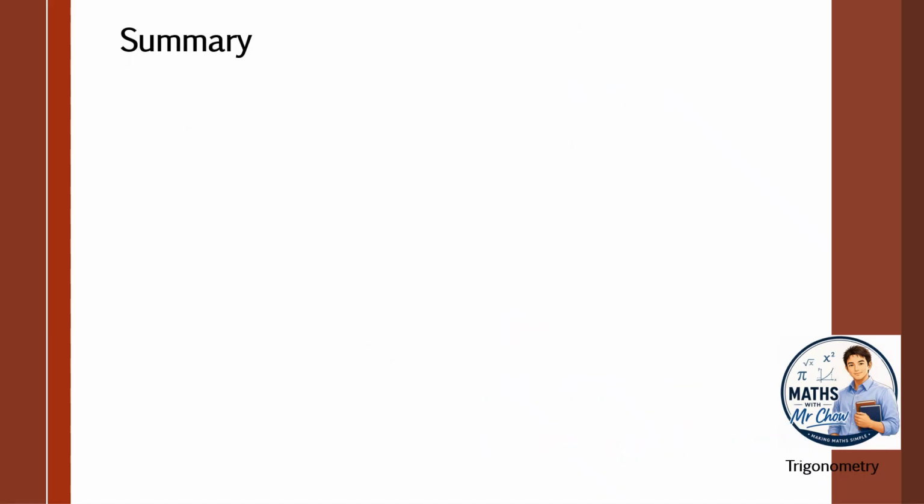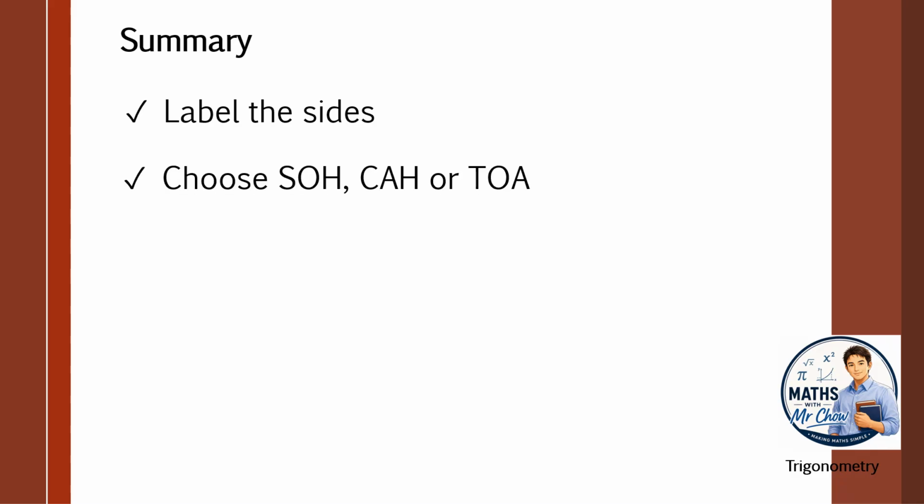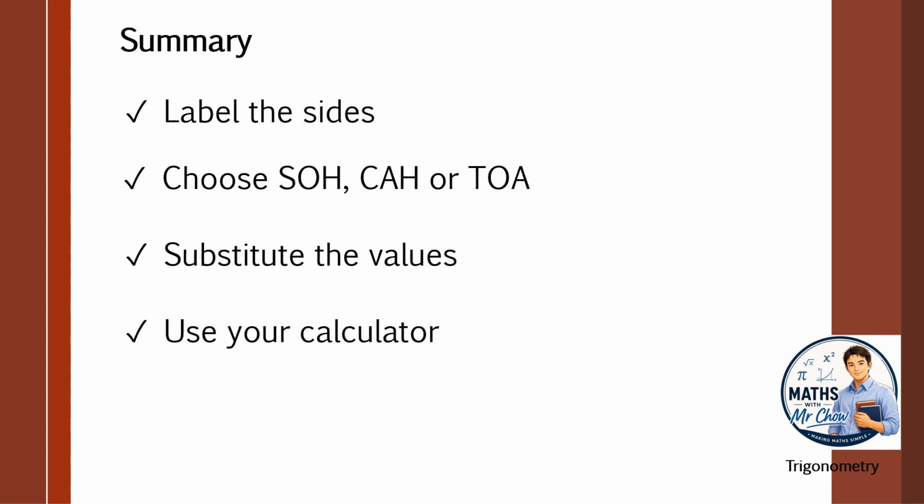Let's summarize what we've learned. First, label the sides of the right-angled triangle. Then, choose SOH, CAH, or TOA. Next, substitute the values into the formula. Finally, use your calculator to find the answer.